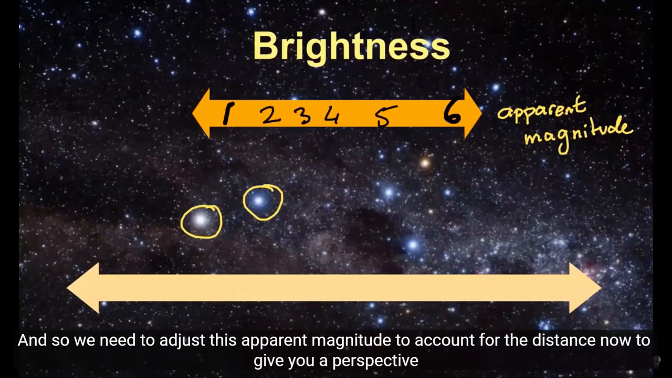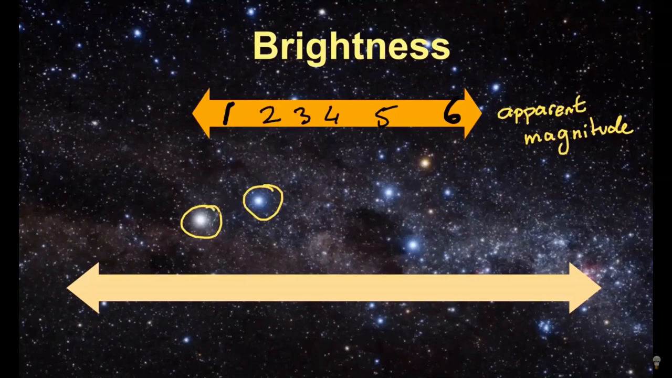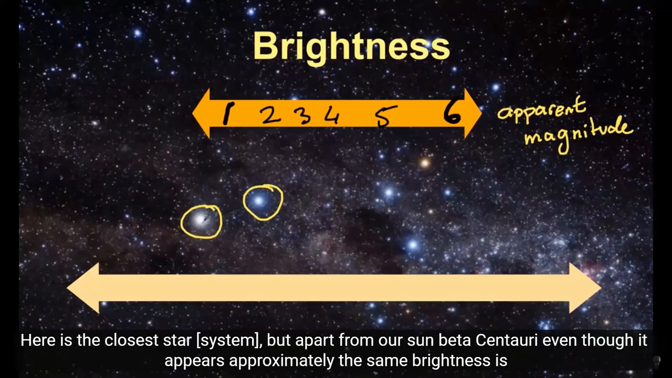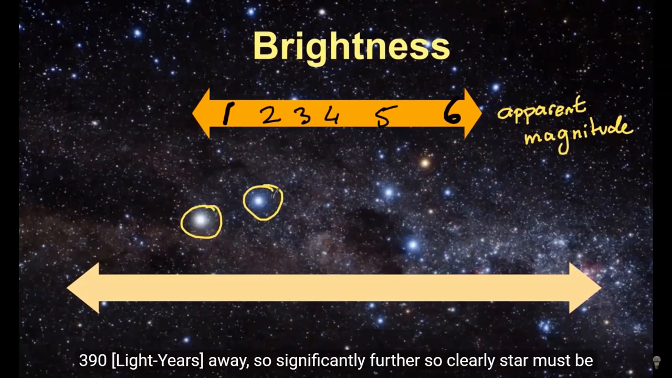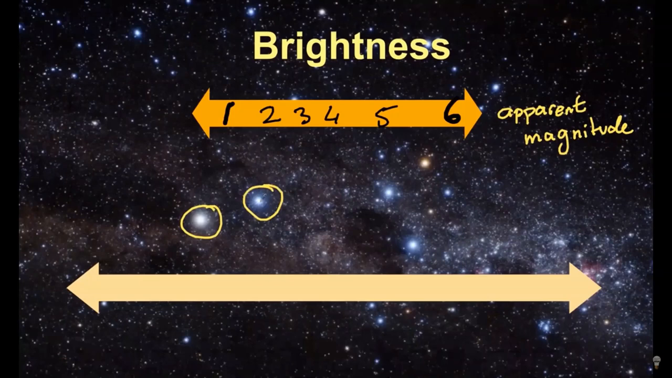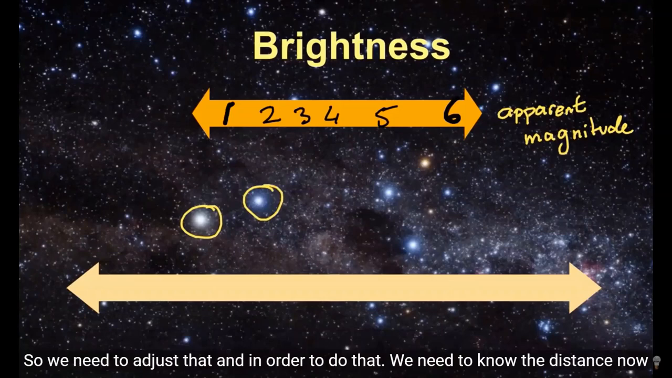Now, to give you a perspective, Alpha Centauri is 4.3 light years away. In fact, this system here is the closest star system apart from our sun. Beta Centauri, even though it appears approximately the same brightness, is 390 light years away, so significantly further. So clearly, this star must be significantly brighter than this one, but of course, the distance screws the situation up for us. So we need to adjust that, and in order to do that, we need to know the distance.